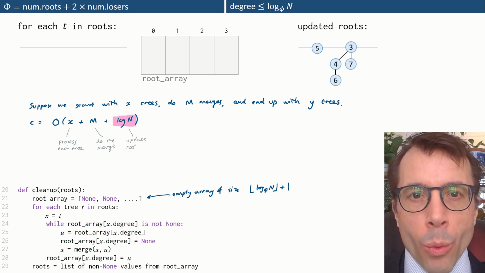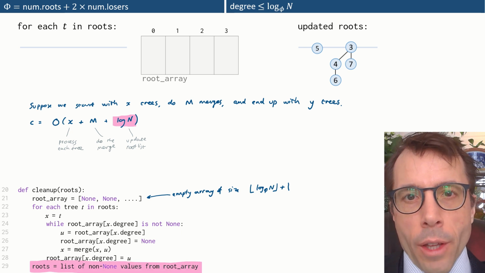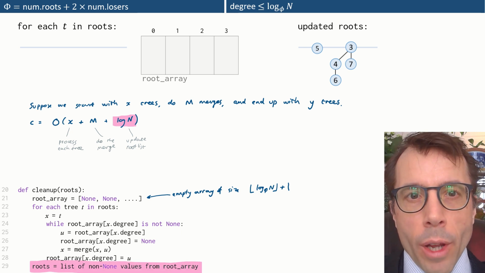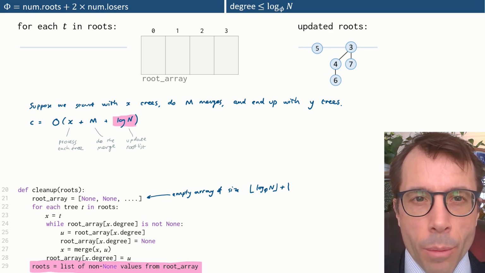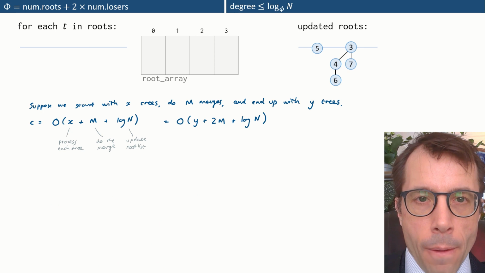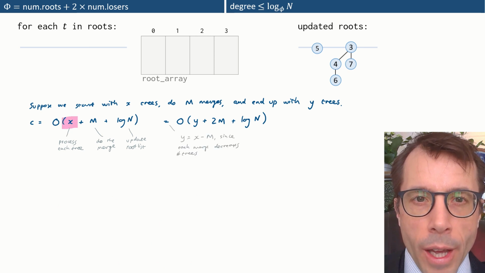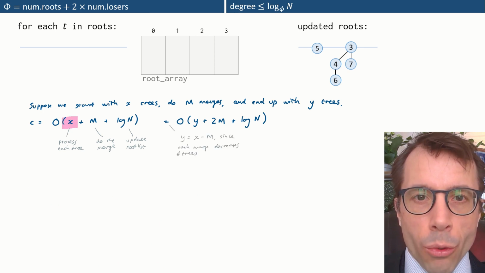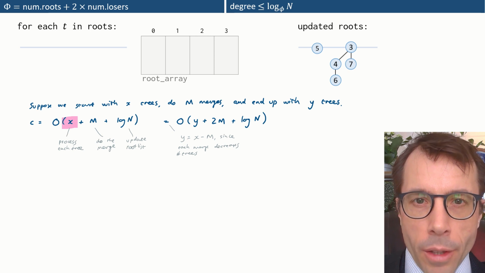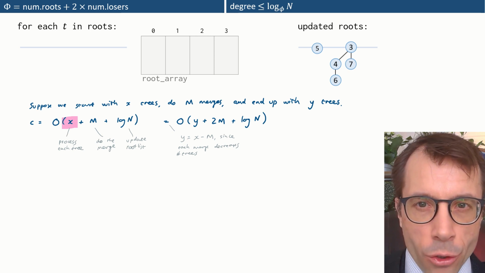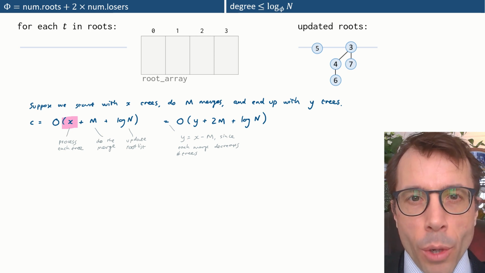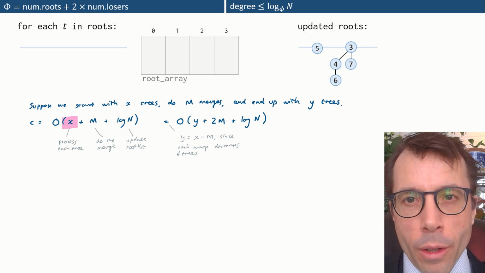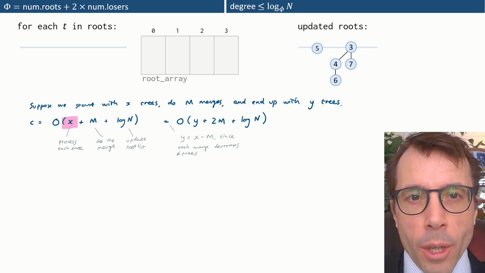And finally, we write out the new root list, and that's O of log n, the size of the root array that we have to scan through. Now, just a bit of tidying up the algebra. Here I've written the x term as x equals y plus m. The idea here is we started out with x trees, we did m mergers, and every time we merge we decrease the number of trees by 1. And so the number of trees we end up with at the end, y, is equal to x minus m.